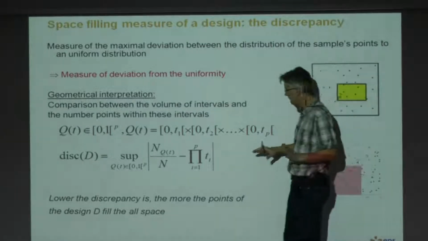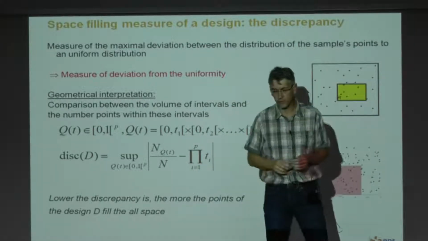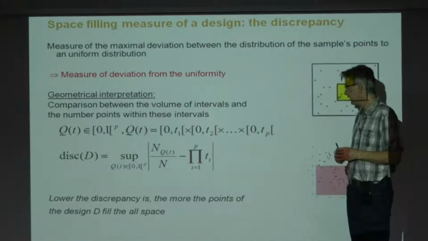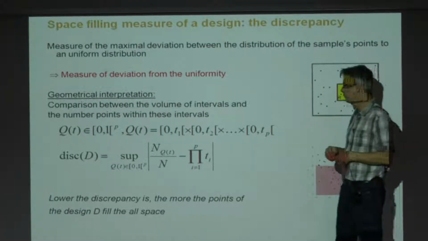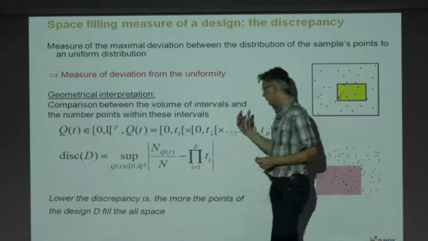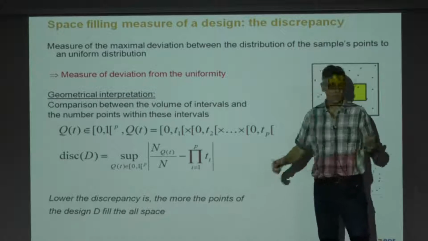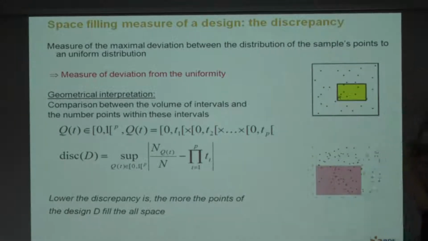However, we have succeeded in finding a kind of definition of the deviation to uniformity. And so the goal is to minimize this discrepancy measure. The lower the discrepancy is, the more the points of the design fill the whole space. This is the global idea.